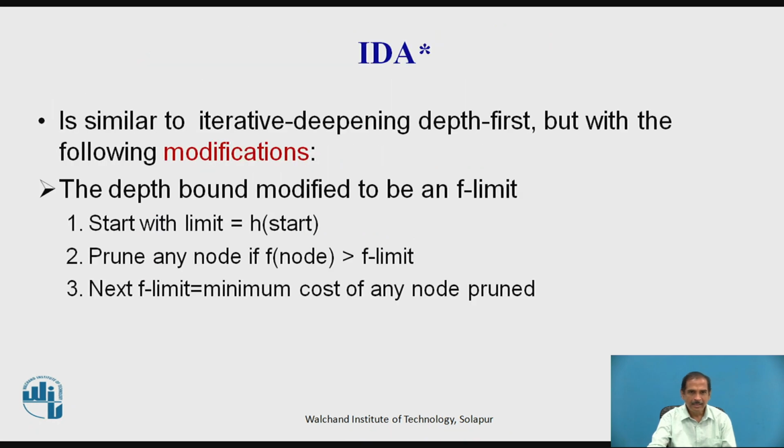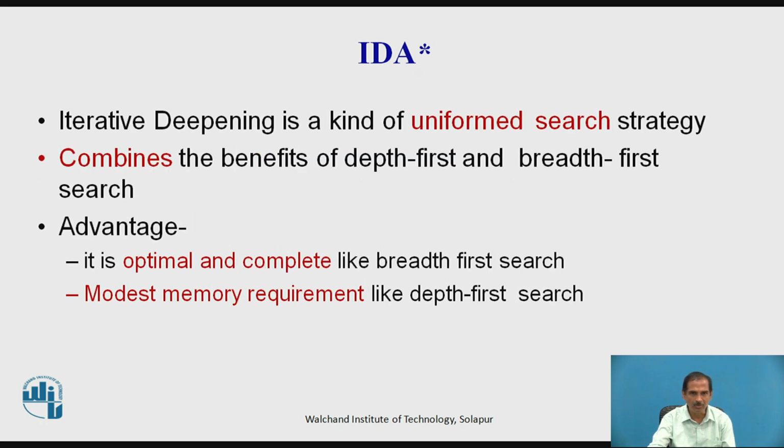The next algorithm, IDA star, is similar to iterative deepening depth first search, but with the following modification, where the depth first bound is considered, which modifies the F limit, and we start with the limit equal to H of start. We prune the nodes if this is greater than the F limit, then the next F limit is considered to be the minimum cost of any node that was pruned.